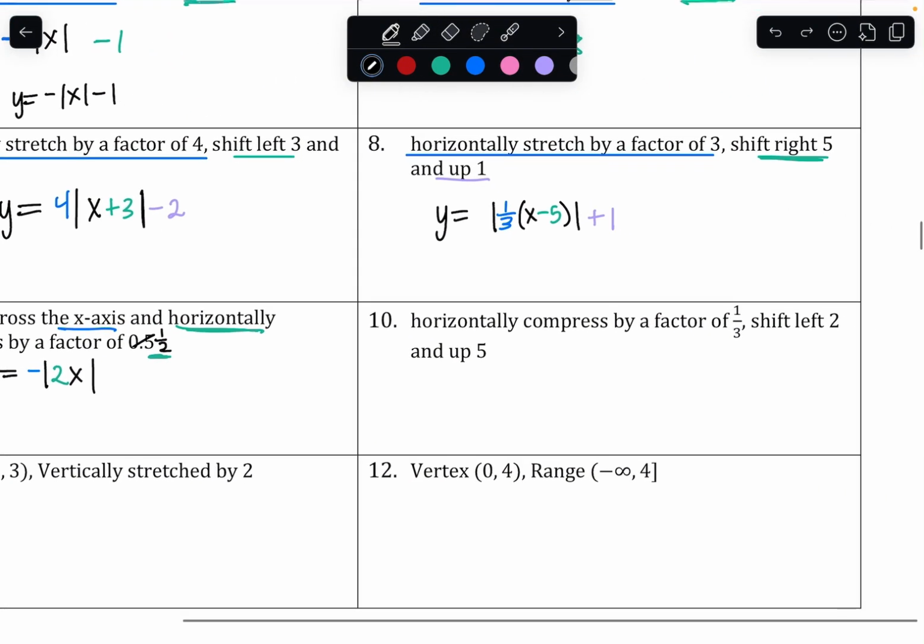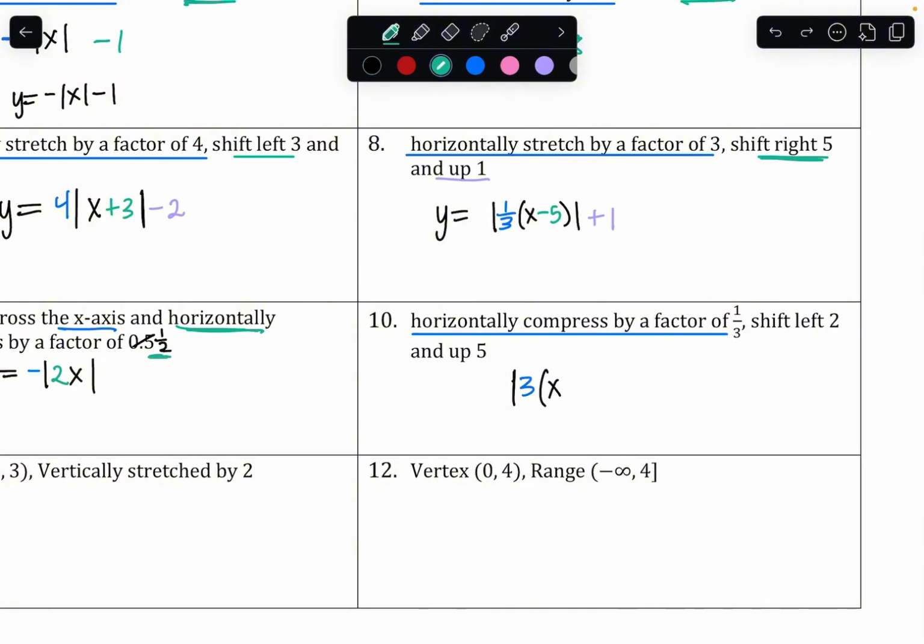Okay, next, horizontally compress by 1/3. That means I'm going to have a 3 inside and then left 2. Add your parentheses, then put your plus 2. Close the bars. And then up 5. Put your y equals.